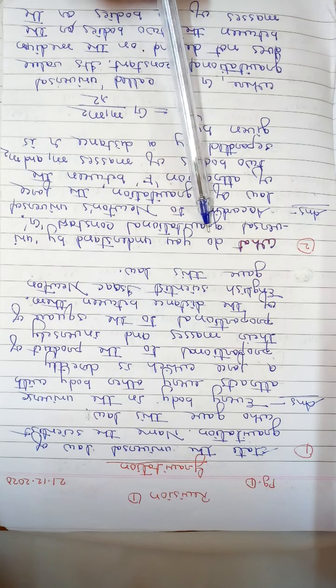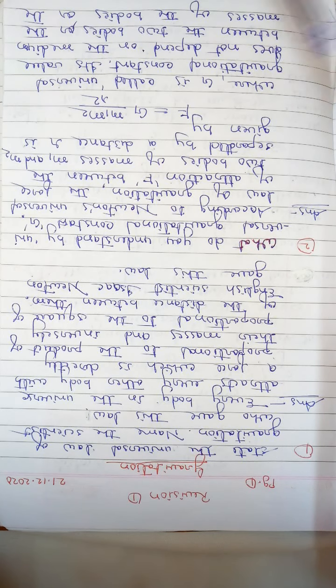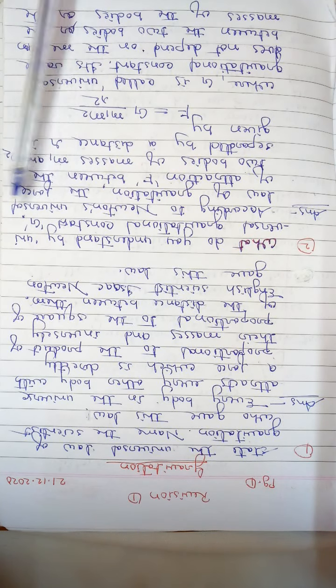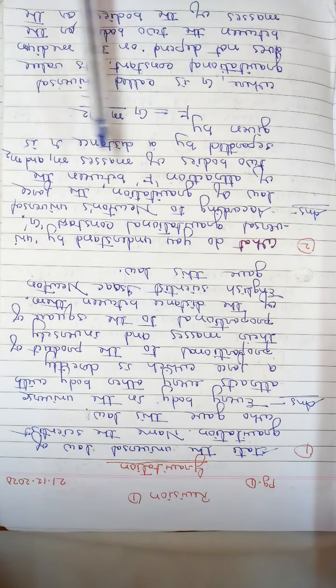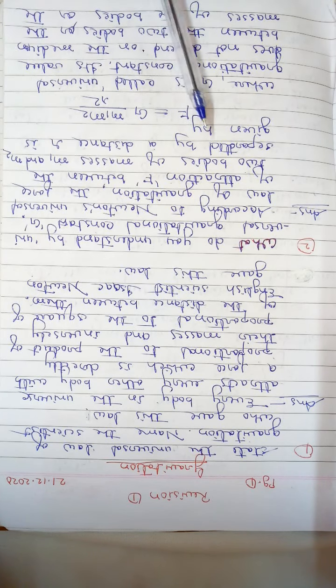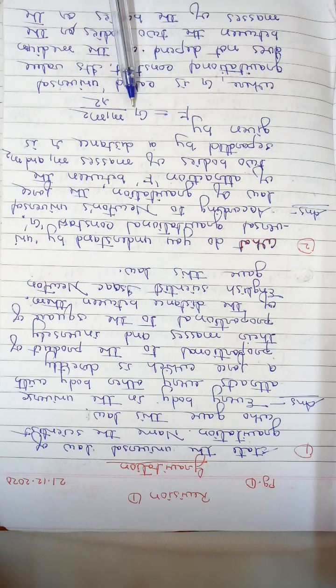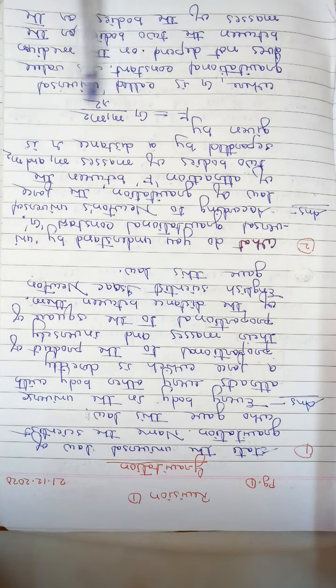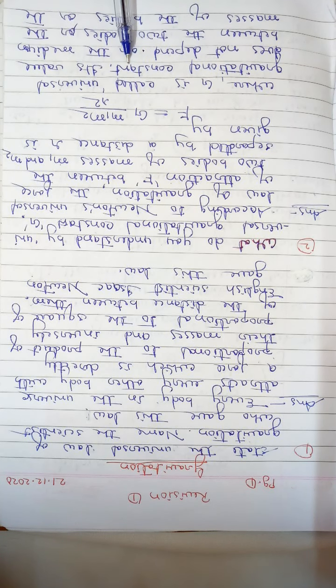The second question is, what do you understand by universal gravitational constant G? According to Newton's universal law of gravitation, the force of attraction F between two bodies of masses m1 and m2 separated by a distance r is given by F equals G m1 m2 upon r square, where G is called the universal gravitational constant.